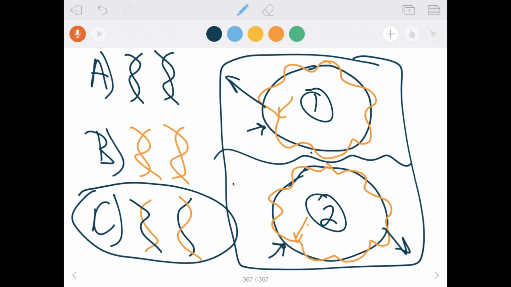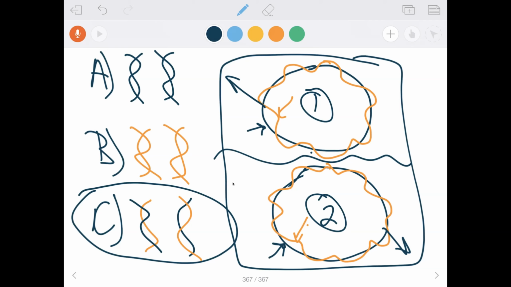So they copy the DNA, make 2 copies, and then you have binary fission happen. And each daughter cell gets an identical copy of the genome. Alright, so this is DNA replication.